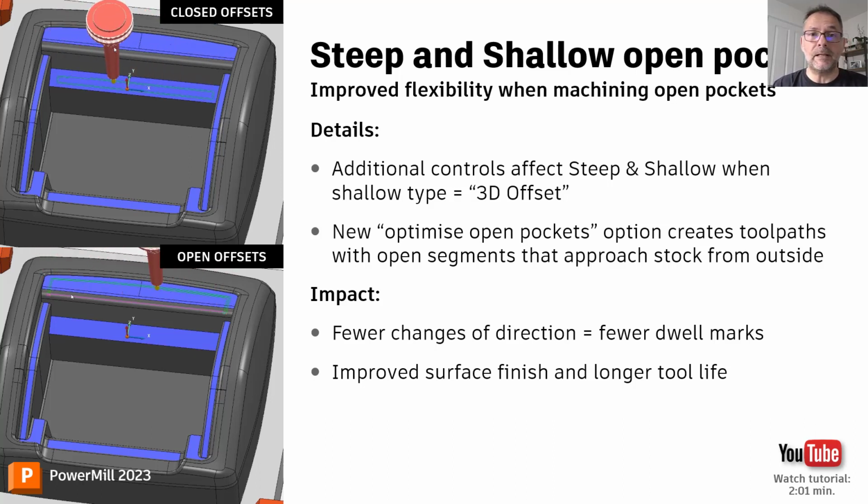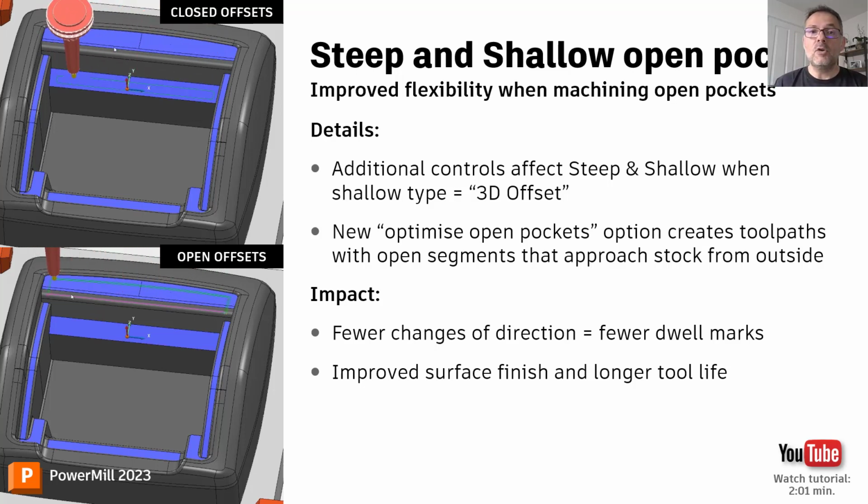Look at the video in the bottom of the screen, and you'll notice that now we're machining another open region. But this time, if you look very closely, you'll see how the offsets are open. Now, you must be asking yourself, so what? What difference does this make to you and the sorts of machining that you're going to carry out yourself?